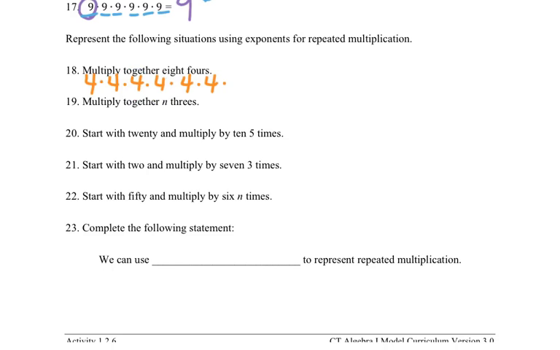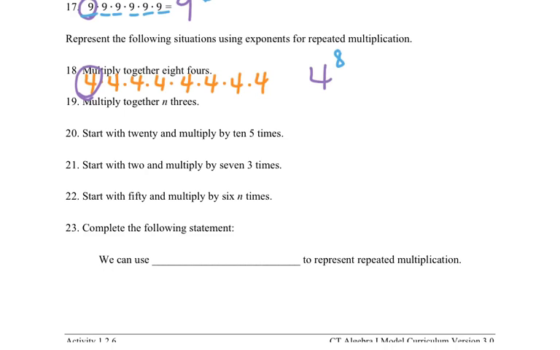1, 2, 3, 4, 5, 6, 7, and 8. And so that means that the base is that number that's being repeatedly multiplied, and we know the number of times for this particular example is 8 times.